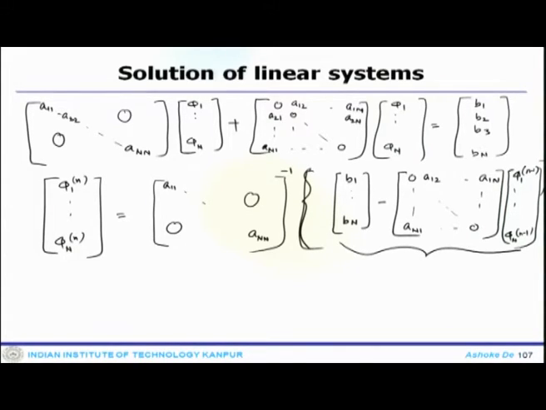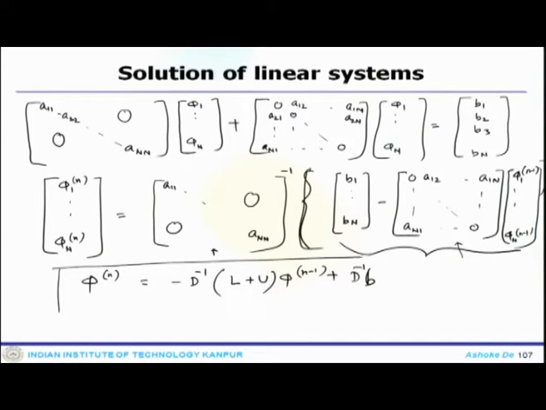So if one has to write this, one can see it's a diagonal matrix where only the diagonal elements are 0. So if you write it in a more compact form or in matrix form, one can write phi to the power n is minus D inverse (L plus U) phi n minus 1 plus D inverse b. So that's for any quantity.